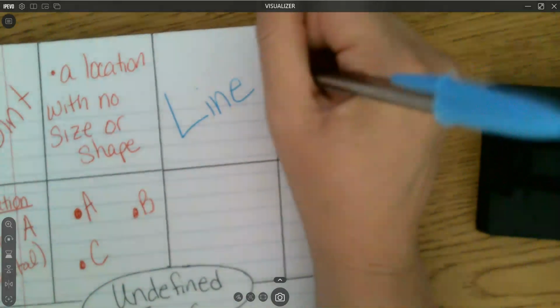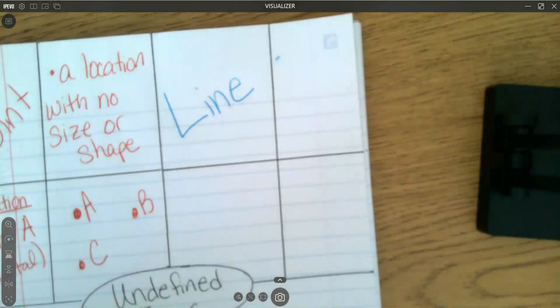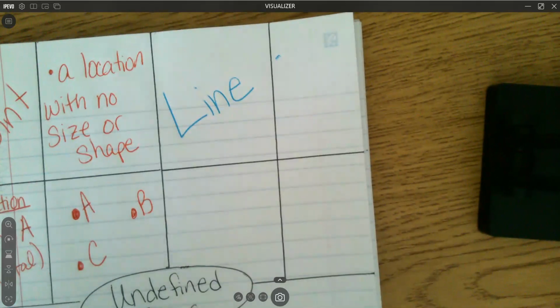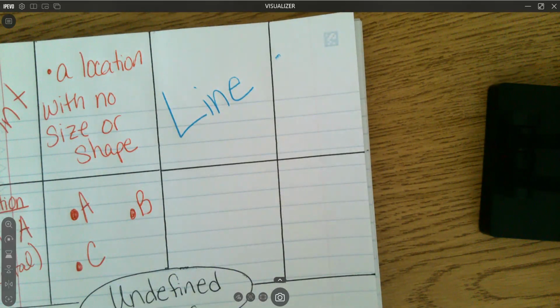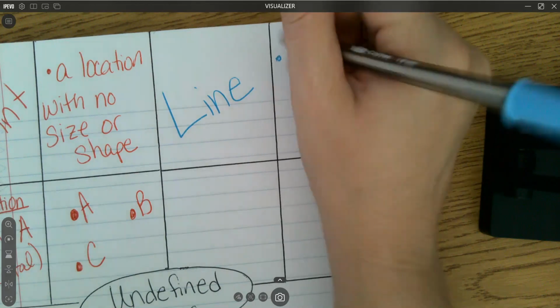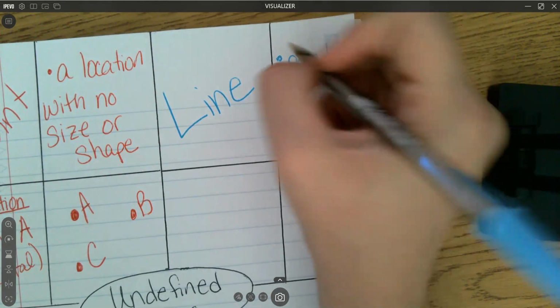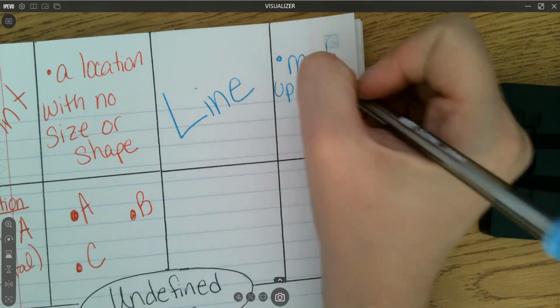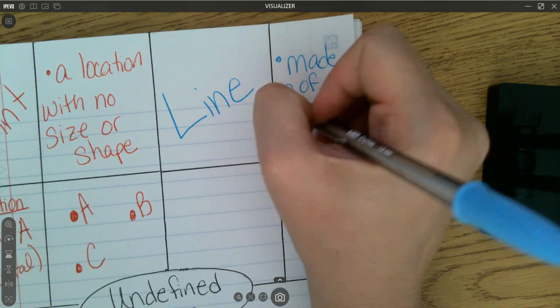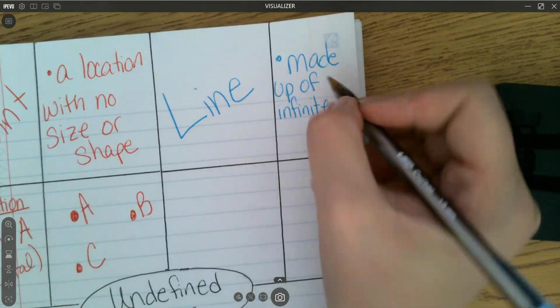Okay, a line is made up of an infinite amount of points. So it starts with a point, and then he said if we put a whole bunch of points right next to each other, infinitely going in both directions, that is now a line. So it's made up of infinite points.